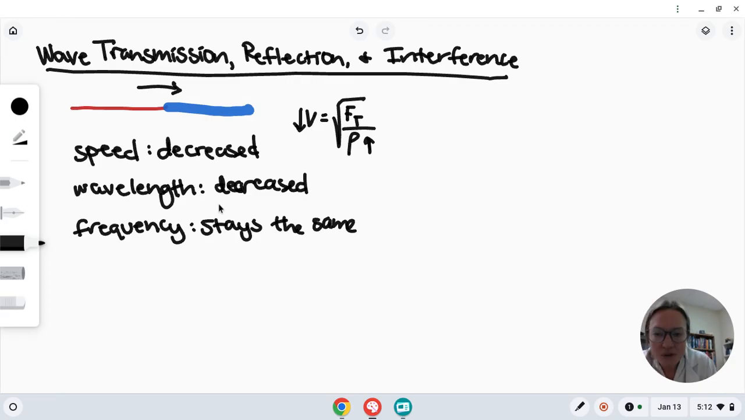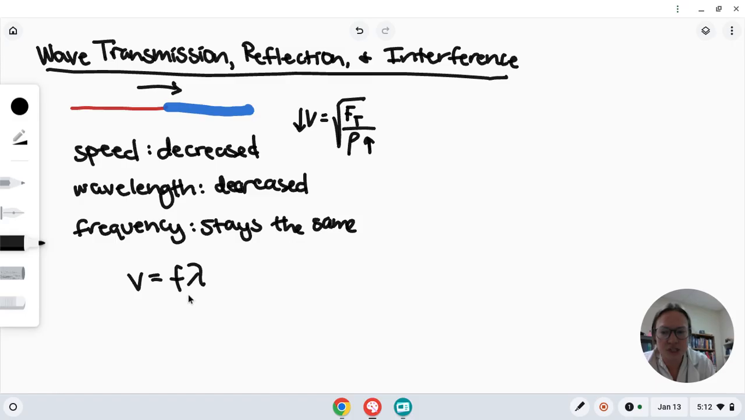Now that we've talked about frequency and speed, we have everything that we need to talk about wavelength. This equation that you see right here is the equation for the speed of a wave in a rope. It is a very, very specific equation, but you actually have a much more general equation for the speed of a wave. We learned it yesterday. It's V equals the frequency times the wavelength. What we see here is that V and the wavelength are directly proportional to one another.